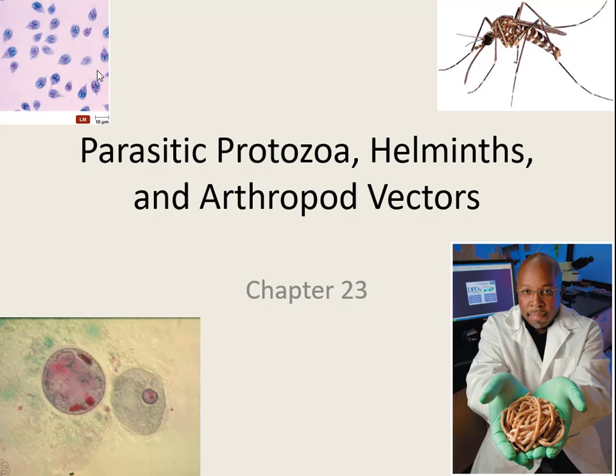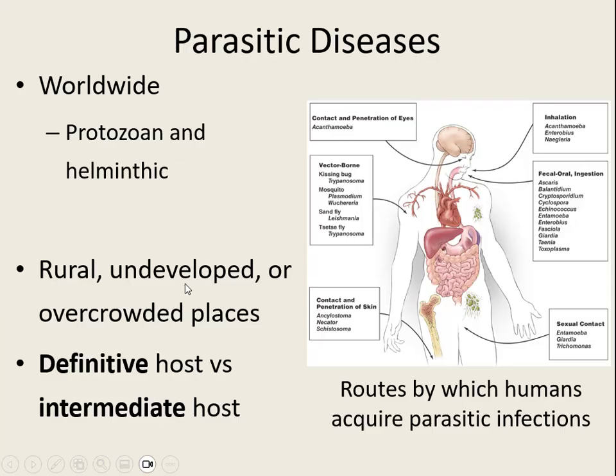In this lecture, we're going to be looking at lots of parasites. There are a lot of parasitic diseases out there. There are parasites worldwide. You cannot avoid them. Because there are so many different types of parasites, we divide them up into two groups. So I've got two different recordings, the protozoan parasites and the helminthic parasites, more commonly known as the worms. They're usually more common in rural, undeveloped, and overcrowded places, but we'll talk about a couple that are not only found in those particular areas, just more common in those.